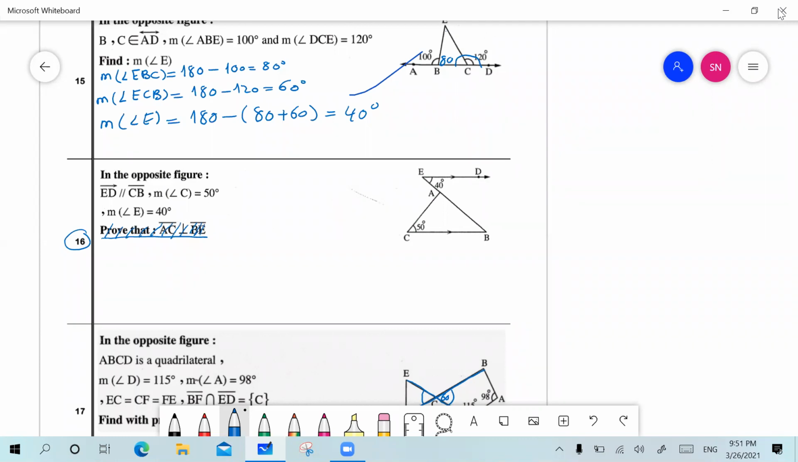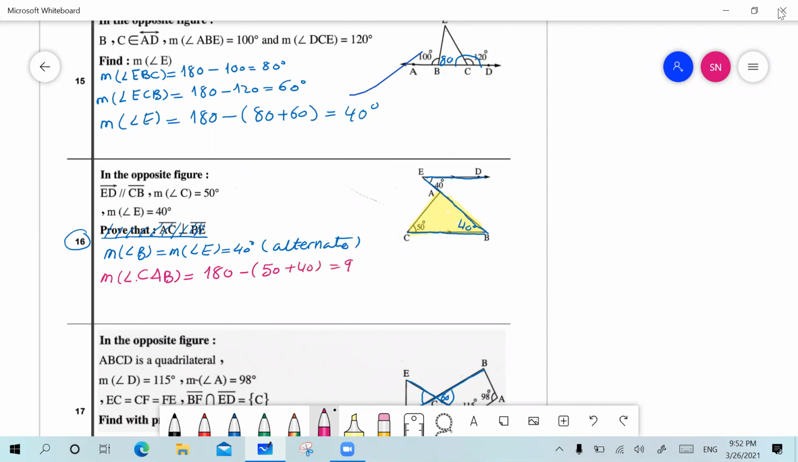angles. So to find the measure of angle B, the two lines are parallel. Here is my transversal, so I have the letter Z. So this is going to equal 40 degrees. Again, the measure of angle B is equal to the measure of angle E. It's equal to 40 degrees because they are alternate angles. Now I have a triangle. The sum of measures of angles inside a triangle is 180 degrees. So the measure of angle, not E, sorry, the measure of angle CAB is equal to 180 minus 50 plus 40, so it is equal to 90 degrees.